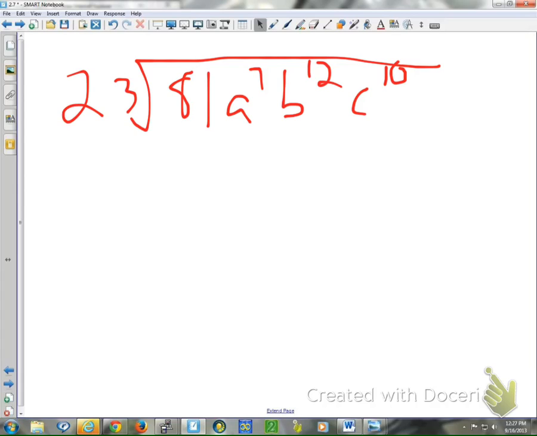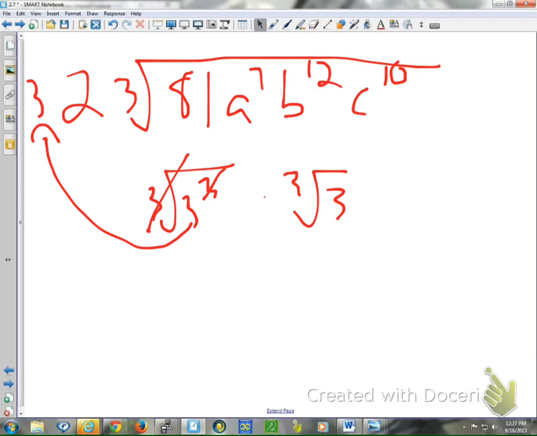What's 3 cubed? 27. Does 81 divide by 27 evenly? Yes, it does. That's the cube we have to use. So, we're going to break 81 down into 27, which is 3 cubed, and the cube root of 3. Now, this is all we needed to do. The cube and the cube root are going to cancel, and this 3 is going to come up here and multiply by the 2. This 3, there's nothing left we can do with it. It's going to stay here.